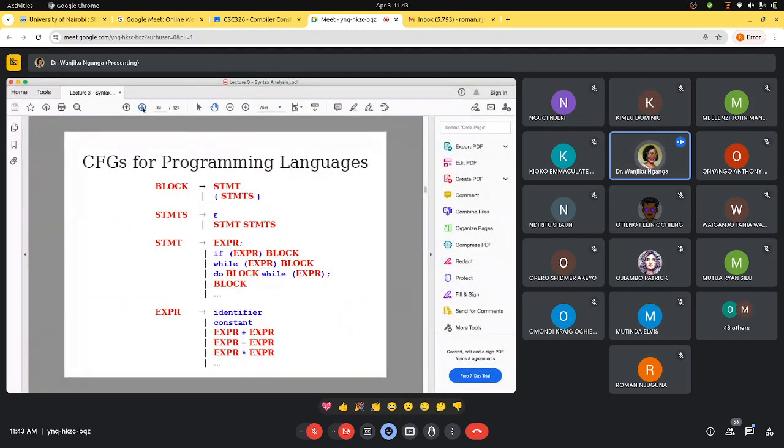So in this case, we have a non-terminal as given. I remember that for each non-terminal, we must have a production that shows how to rewrite that non-terminal. So in this case, a block is written as either a statement or statements in between curly braces. Statements goes to either epsilon, that's lambda, or a statement followed by statements, and so on and so forth. Then we have the blocks. And I'm sure you already have some of these in your mini grammar specifications.